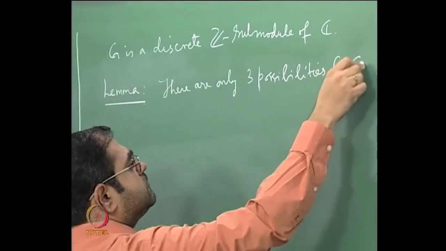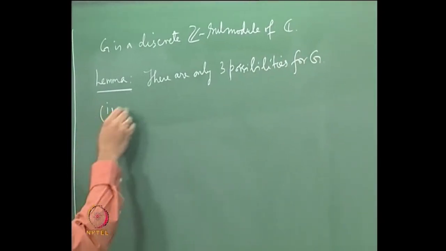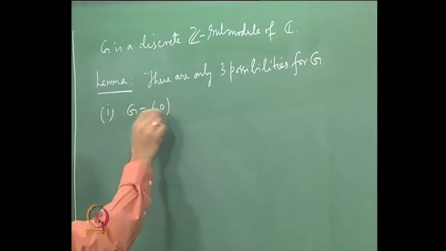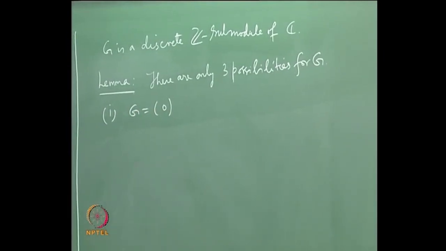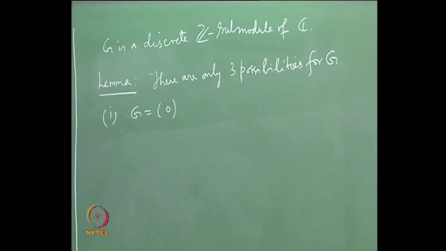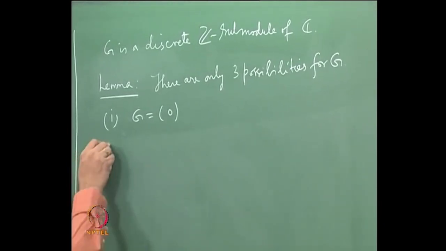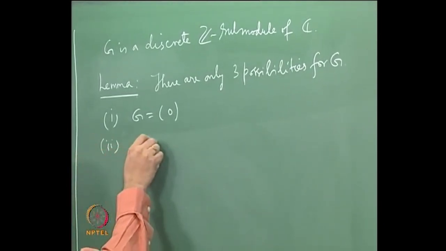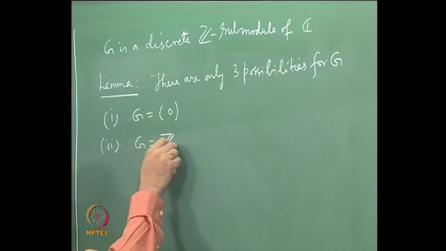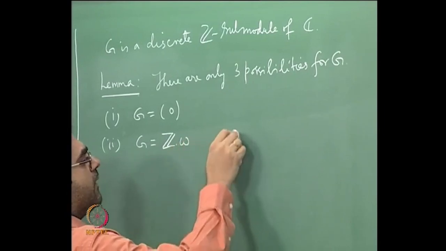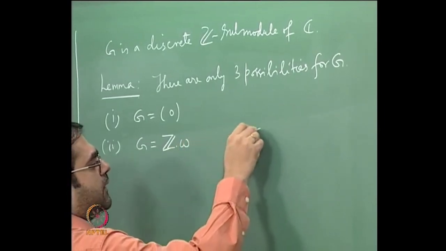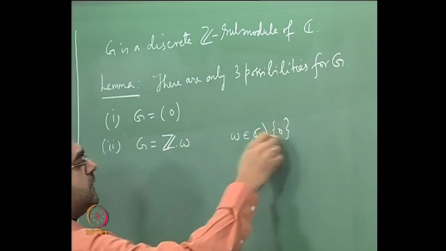for G. Number 1, of course, is a trivial possibility that G is just the 0 group, the trivial group, that means it consists of only the identity mapping, okay, translation by 0, okay. The second thing is G is just integer multiples of a single non-zero complex number, omega, a non-zero complex number, okay.